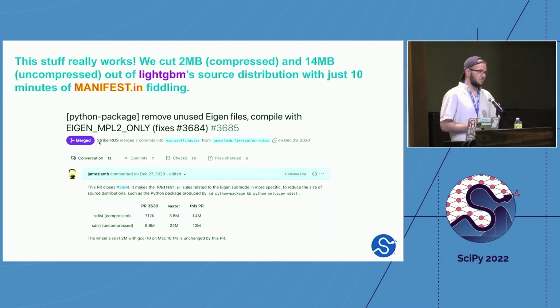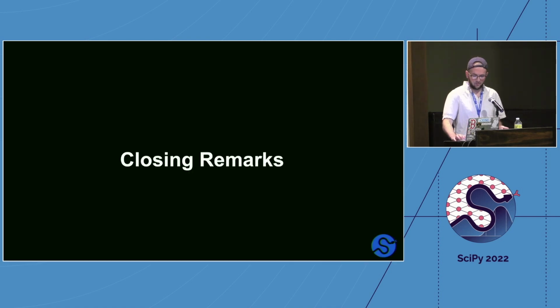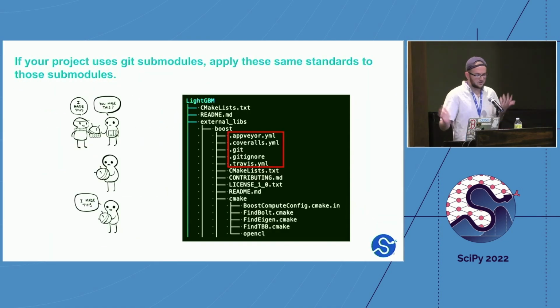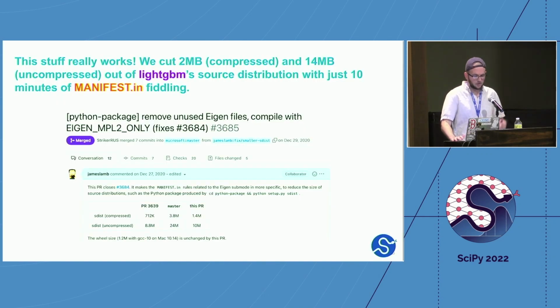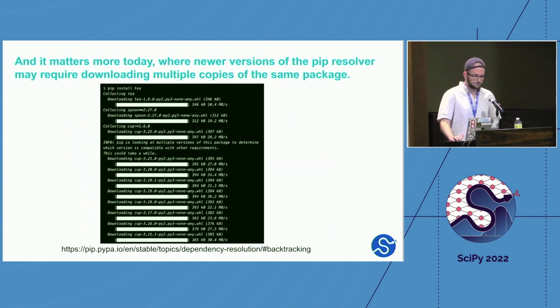First of all, this stuff really does work, and for some of them it really doesn't take that much time. About a year and a half ago, we cut 14 megabytes uncompressed out of the LightGBM source distribution with just a couple minutes of MANIFEST.in fiddling. Remember this picture that I showed with all the stuff from Boost and Eigen? We just cut all that stuff out with our MANIFEST.in. It seriously was a couple minutes, and now every pip install LightGBM that doesn't match a wheel is 14 megabytes smaller. So you really can get a big payoff without a ton of development effort.